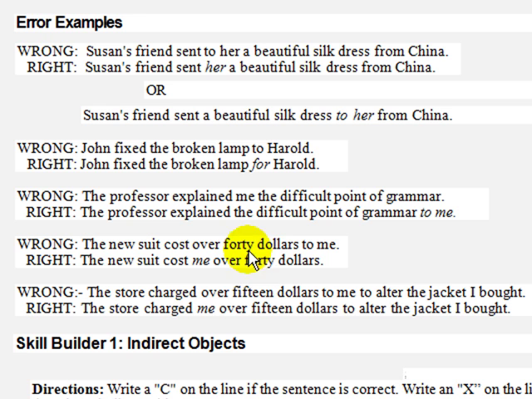Below here, "The new suit cost over $40 to me." No. Right is "The new suit cost me over $40." And finally, "The store charged over $15 to me to alter the jacket I bought," not to me. The right is "The store charged me over $15 to alter the jacket I bought."